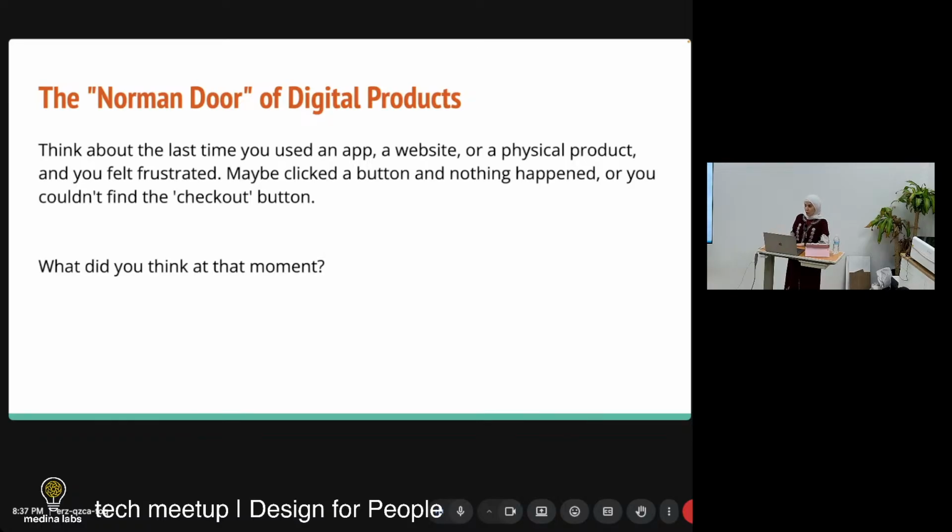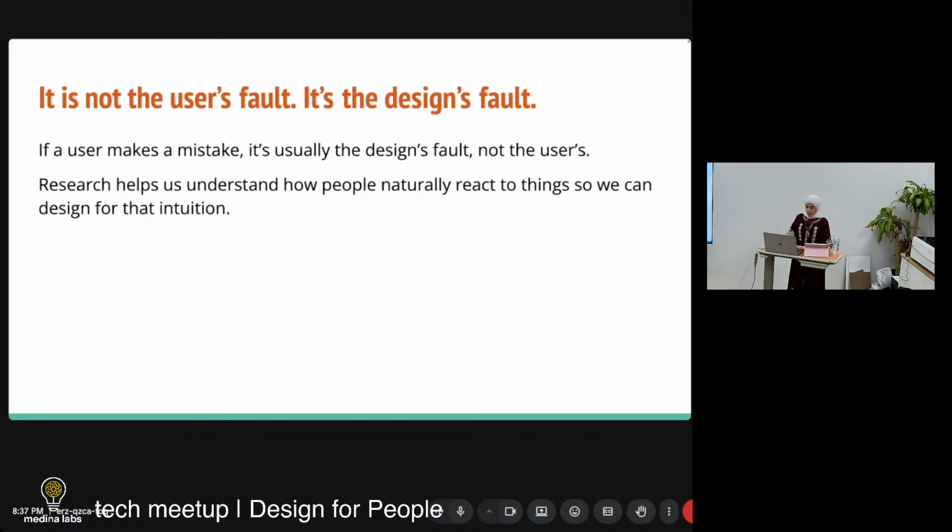Some people would actually blame themselves. They would think that they're not tech savvy or they did something wrong, which is actually a design mistake. It's not the user's mistake. That's an important thing, that you don't want the user to feel that frustration. If a user makes a mistake, it's usually the design's fault, not the user's fault. And research helps us understand how people naturally react to things. So we have to design things that are intuitive.